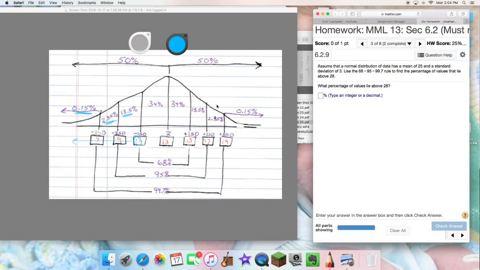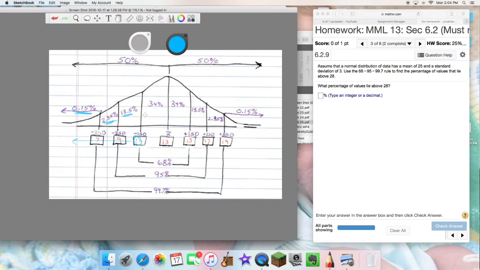All right, so I'm going to read this one. I'm going to clear this stuff out while I read it. It says that I have a normal distribution of data that has a mean of 25, and a standard deviation of 3. Well, I have a mean of 25, so 25 goes in the middle. I have a standard deviation of 3, so I'm going to be counting by 3. So this is going to be 28. Then it's going to be 31 and 34.